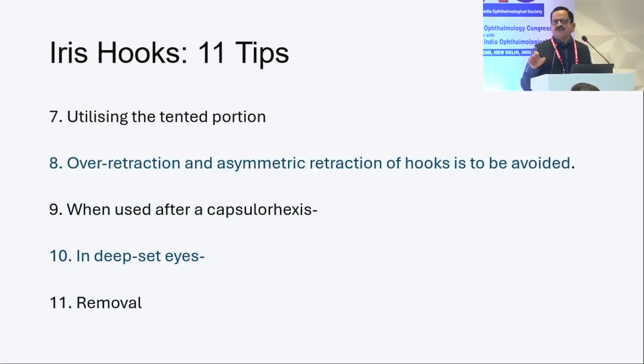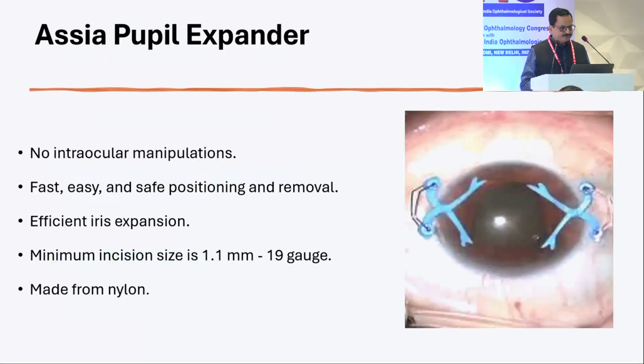Otherwise the pupillary sphincter will be damaged, and once you finish the surgery, the pupil will not come back to its original position. You can use hooks even after capsular access, but you have to be very careful, especially in deep-set eyes. Removal is slightly tricky. You have to learn how to remove it. Otherwise, if in difficulty, you can take it out from the main incision also.